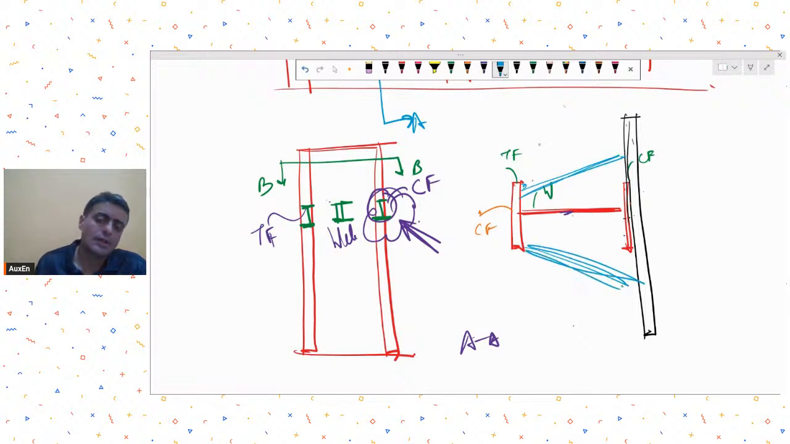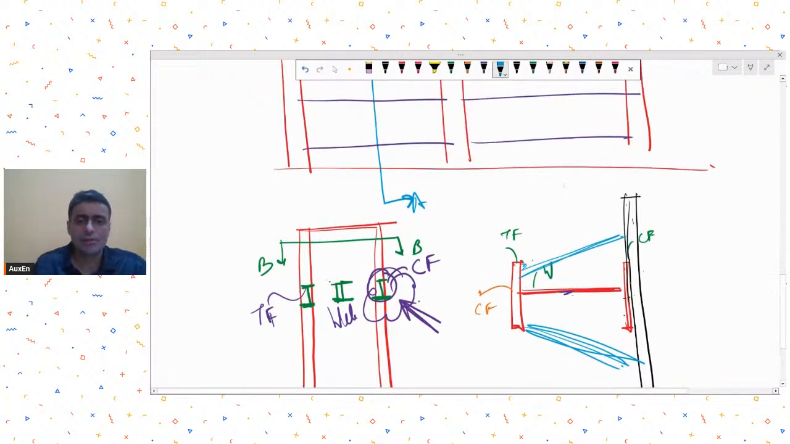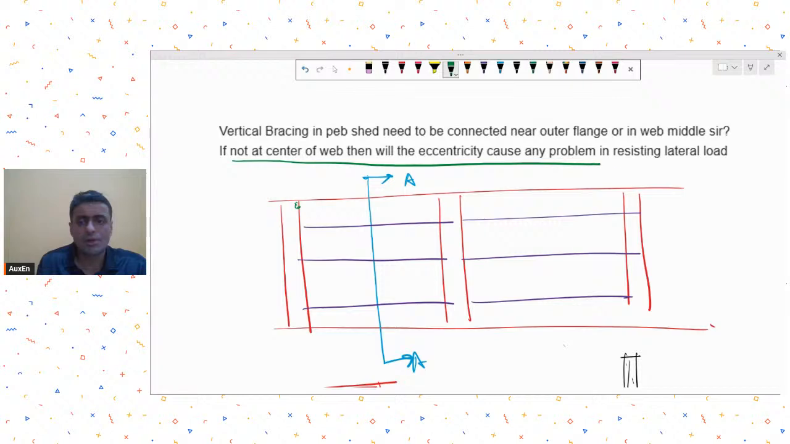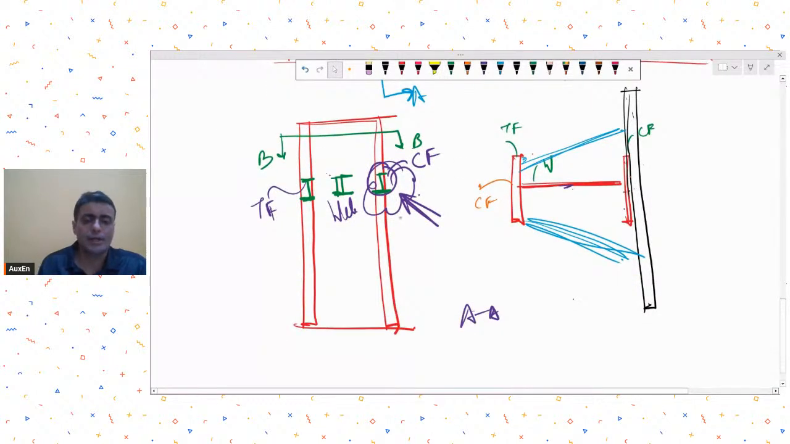Is this clear? So, the concept says that your member should be as close as possible to the compression flange. If not, we have to come up with some system which does it. Then he's saying if not at the center of the web, then will the eccentricity caused be any problem in resisting lateral loads? So he's saying that if you are connecting it like this, which is eccentric to the web, or if you are connecting at any other position but not at the center, will it cause eccentricity?